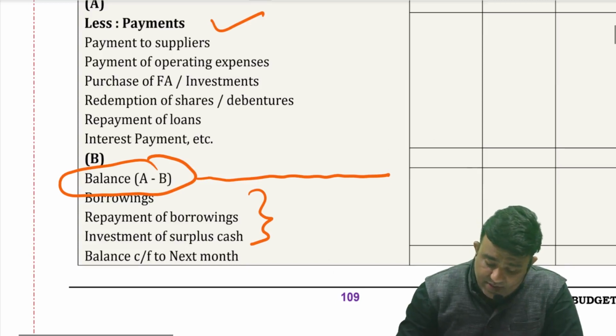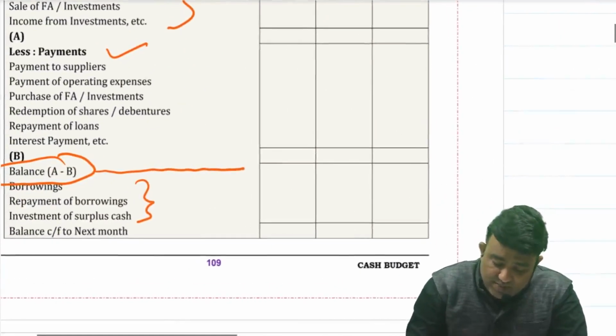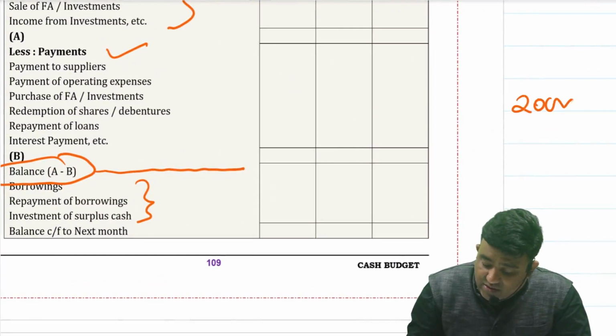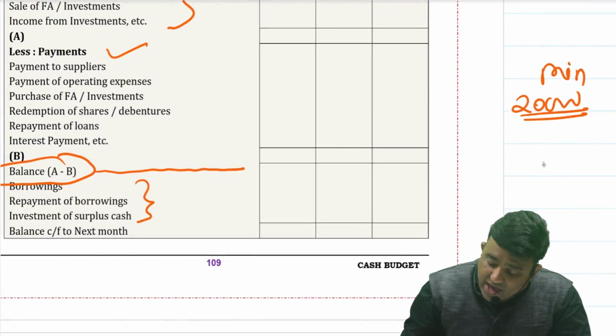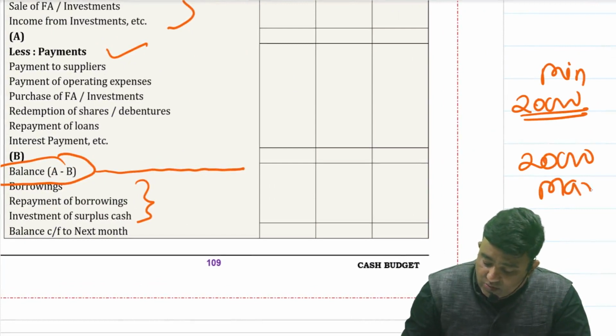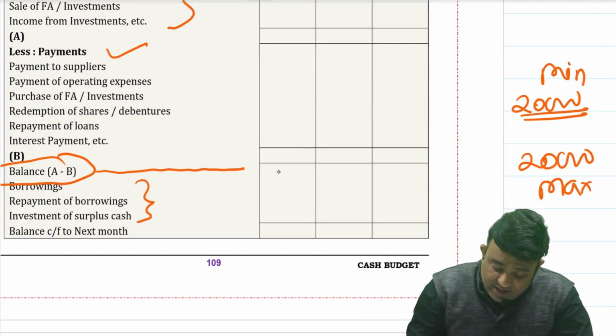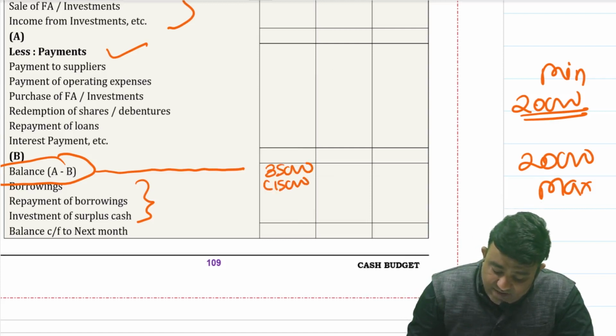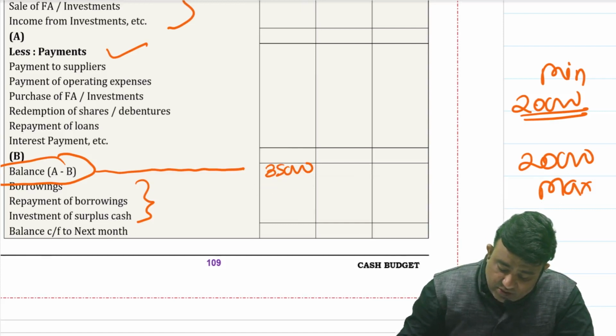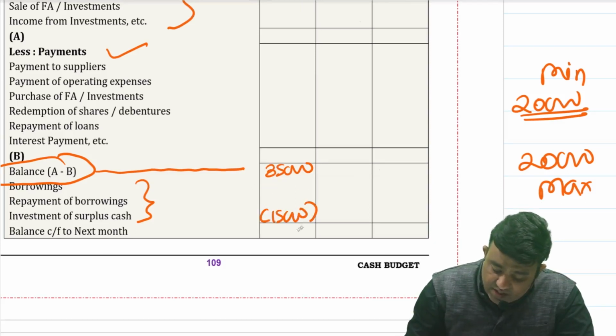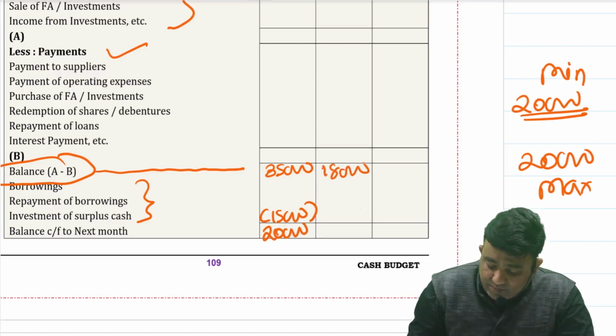Let me take a simple example. Student, the company has a policy of maintaining 20,000 minimum balance and 20,000 maximum balance. Let me take it like this on both sides. In that case, if A minus B is 35,000, I will make an investment of the 15,000 surplus cash, and I will be left with 20,000. Assume next time I have 18,000. So I will sell my investment of 2,000 and I will get a 20,000 balance.